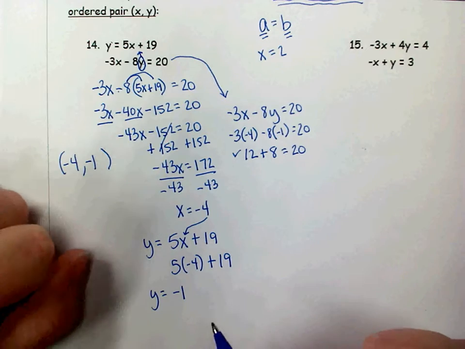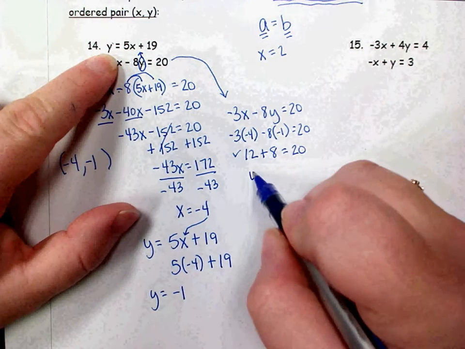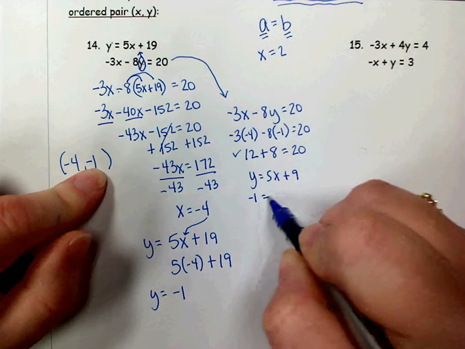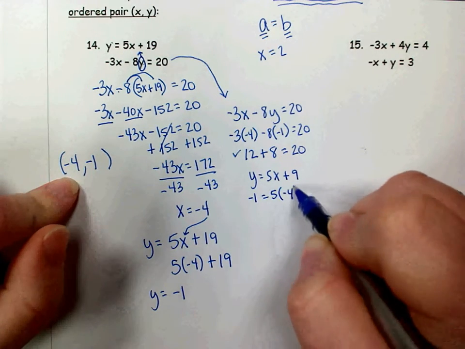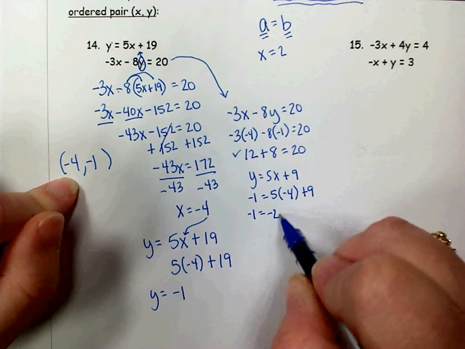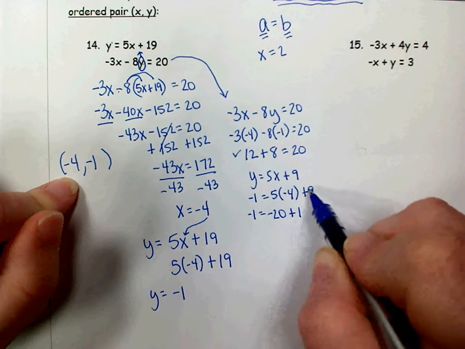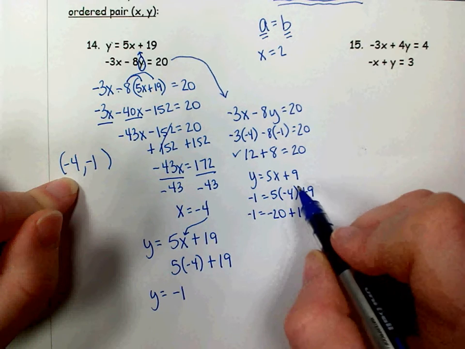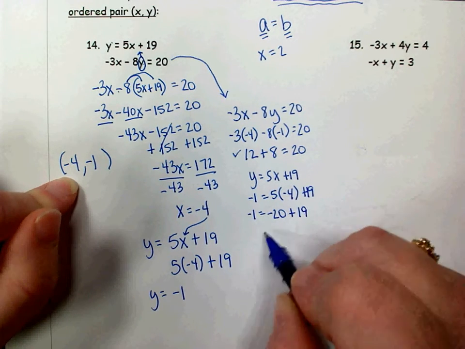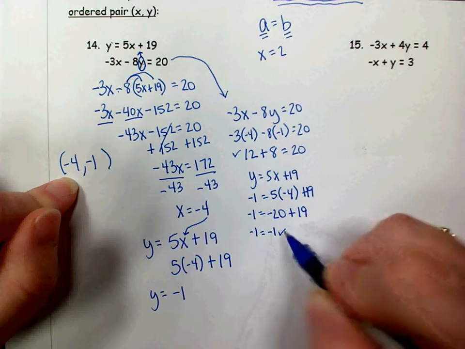And then you can put it into this one. y equals 5x plus 19. Replace y with negative 1. Replace x with negative 4. And see if that works. Well, 5 times negative 4 is negative 20. Negative 20 plus, whoops, that's a 19, not a 9. Negative 20 plus 19 is negative 1. So, yep, it worked on that one as well.